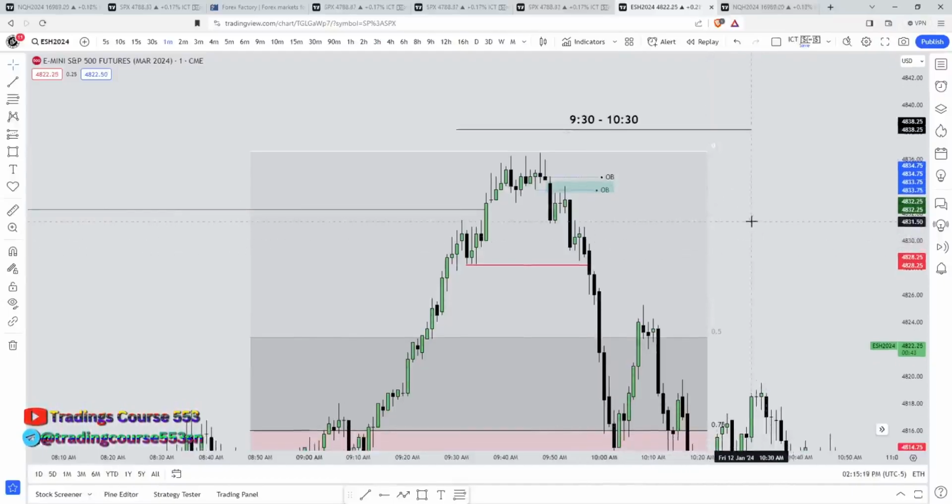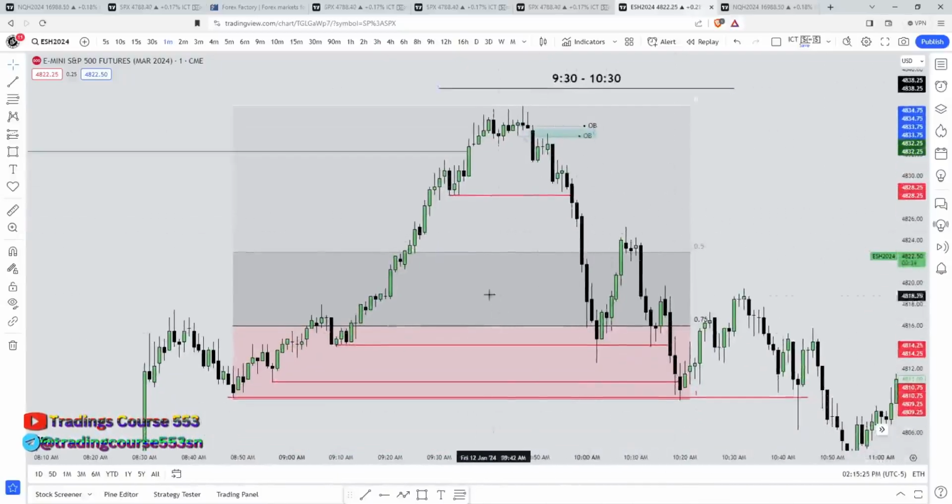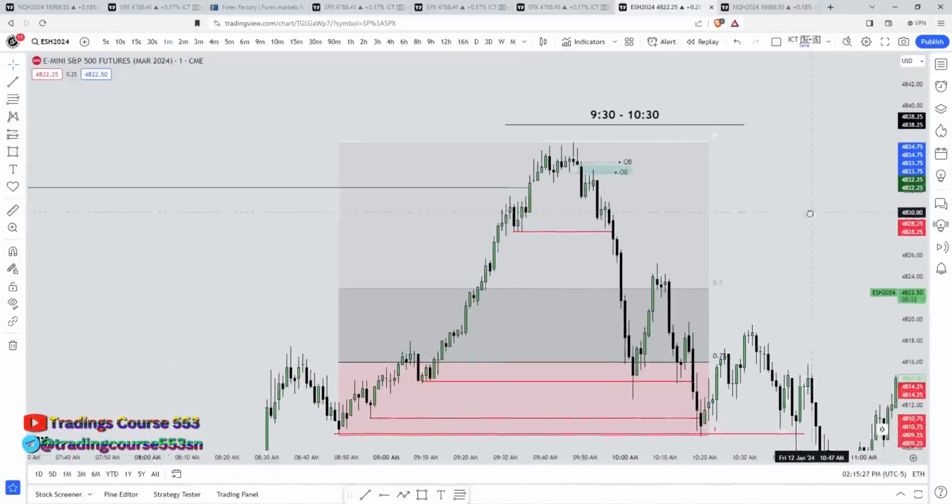So now we're going to talk about stop trailing. And I typically do not trail my stop until price is close to the target area. Here's an example.